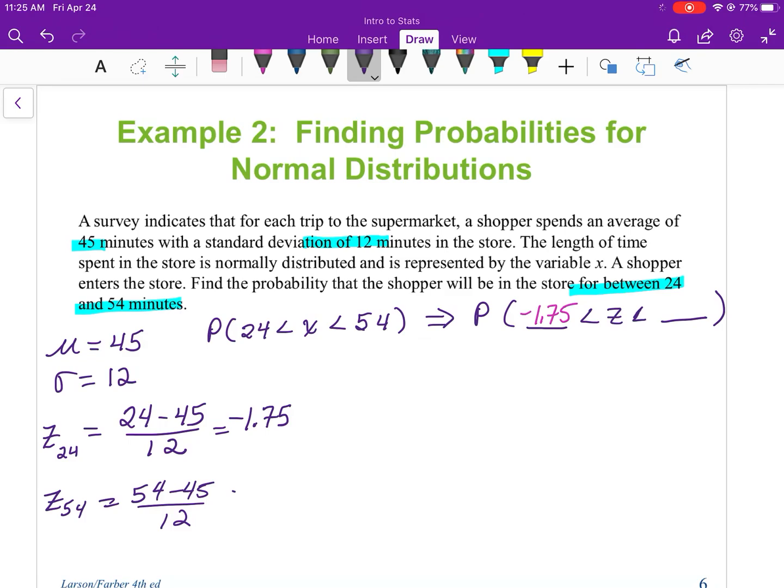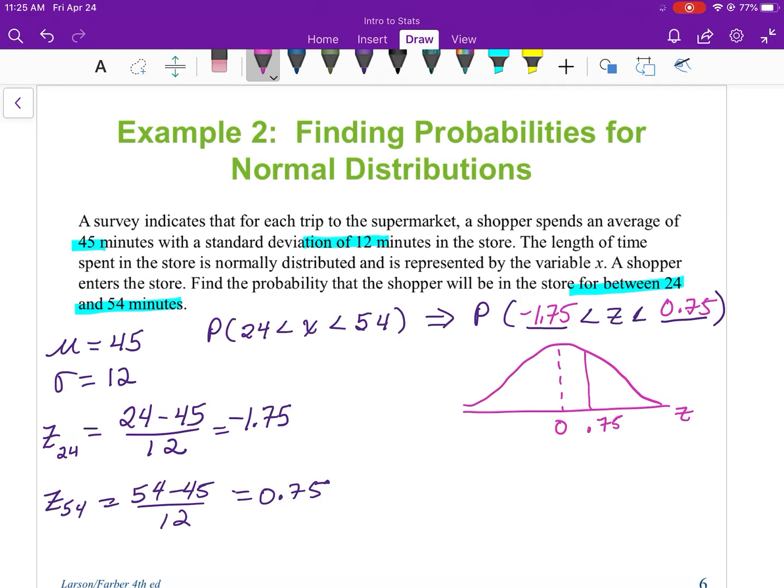And that comes out to be 0.75. And that one's going to go right here. Now, for this one, I'm just going to show you the graph in terms of z. So here's your mean of 0. Let's put 0.75 right here. We'll put negative 1.75 right here. And we're finding this area in between. That will be our probability.